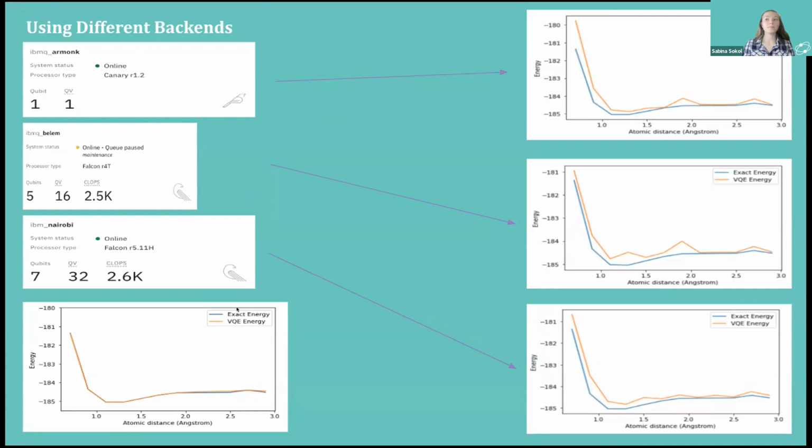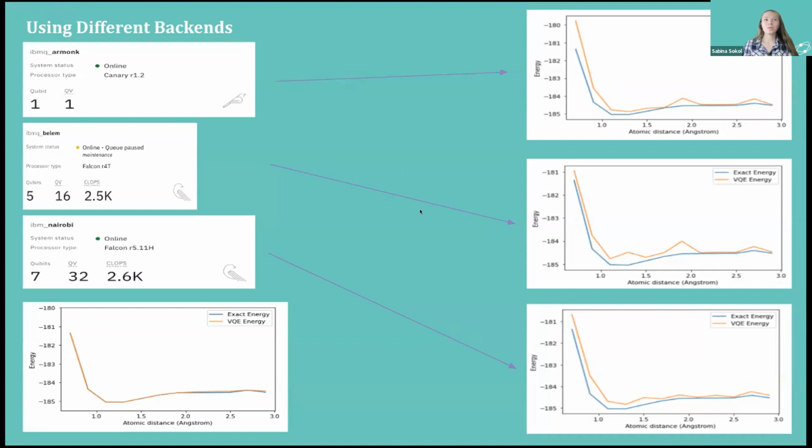And these use noise models from 3 of IBM's real hardware devices. This one has since been retired, but these 2 are still active. So we can see that these 3 curves are not very smooth. They have quite a few bumps, and that's just for a very small molecule.